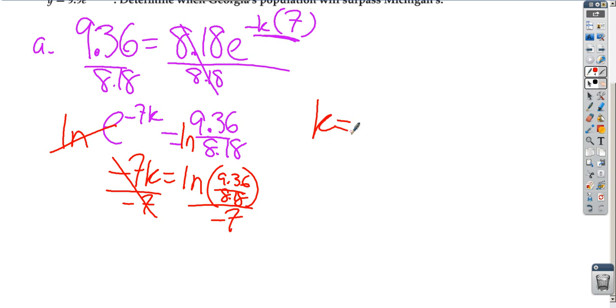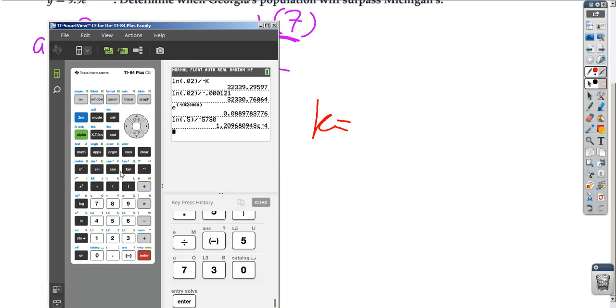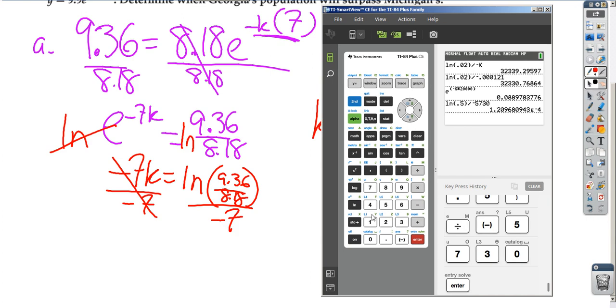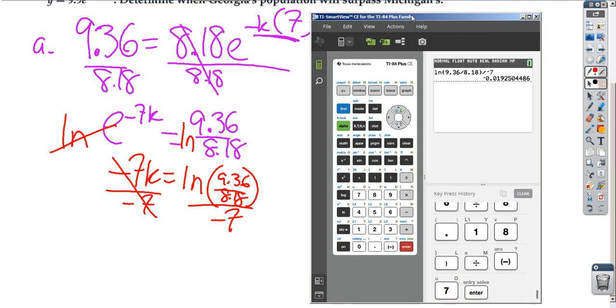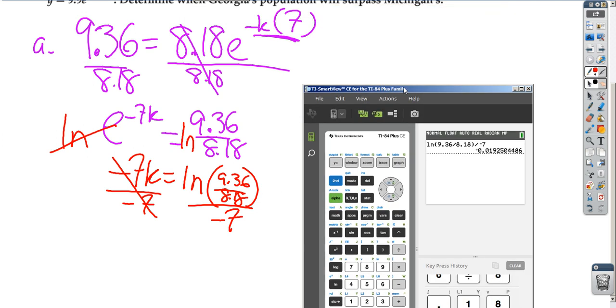And we'll get what k equals, and we're going to store that as a variable this time. We'll store that as alpha k. So let's plug this stuff in here. So we'll clear this. The natural log of 9.36 divided by 8.18 and then we're going to divide that by -7. This should be a positive number because it's our rate of growth. And so why are we not getting a positive number here? -0.01. Oh, you know what?